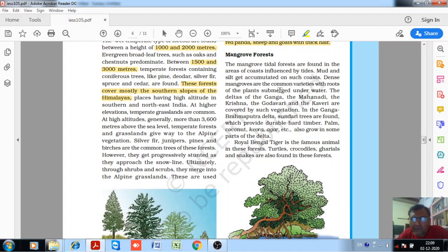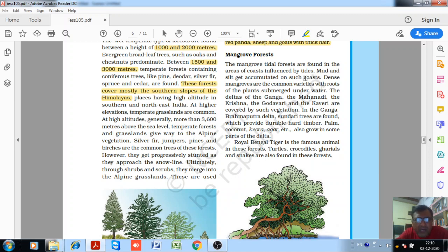That is very unique. The mangrove or tidal forests are found in the areas of coasts influenced by tides. Tides are, you know, the high tides and low tides in the seas that happen twice a day. The level of the sea rises and goes down, and due to that high amount of water, the soil is swampy and marshy land.